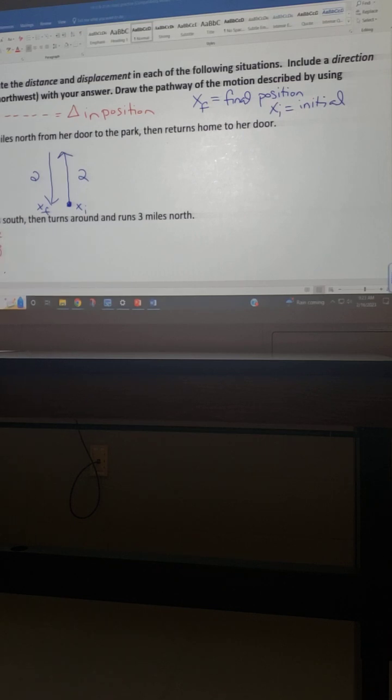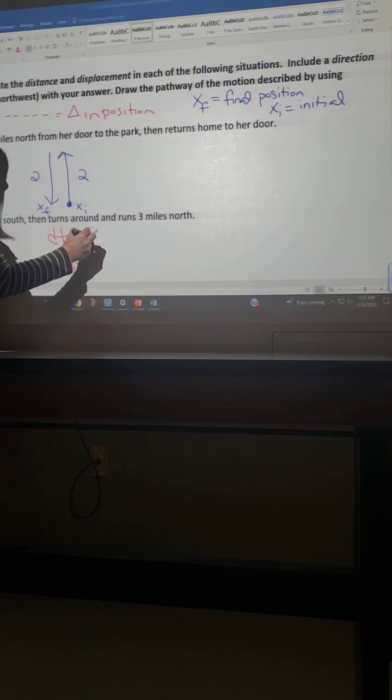Now, is this exactly to scale? No. Does it need to be? No. These arrows are just to help you visualize the motion. So, what is going to be the distance that Amy ran? Good. 2 miles, and then you add 3 more to it.